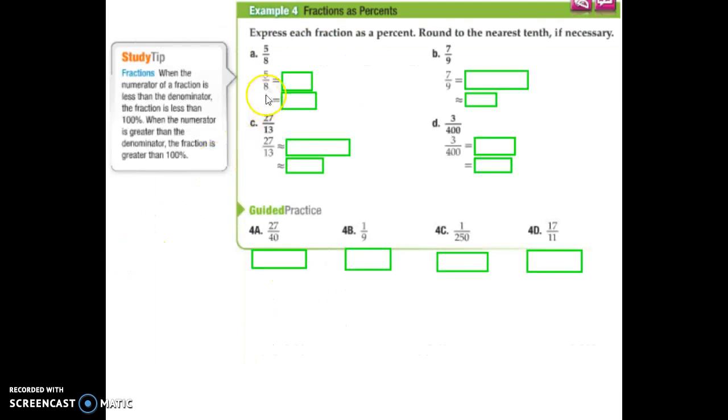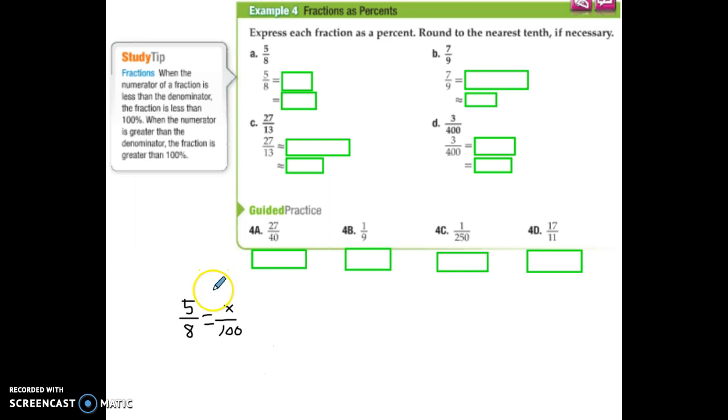Here's what we did yesterday. We want each fraction as a percent. Whenever we did this, I want to turn this fraction into a percent. So what I did: 5 over 8 is equal to something over 100. Then I cross multiply and divide, and that gave me my percent. So that's one way to do this.